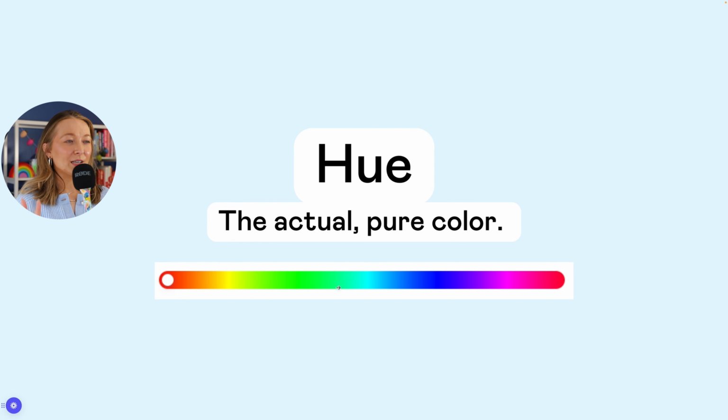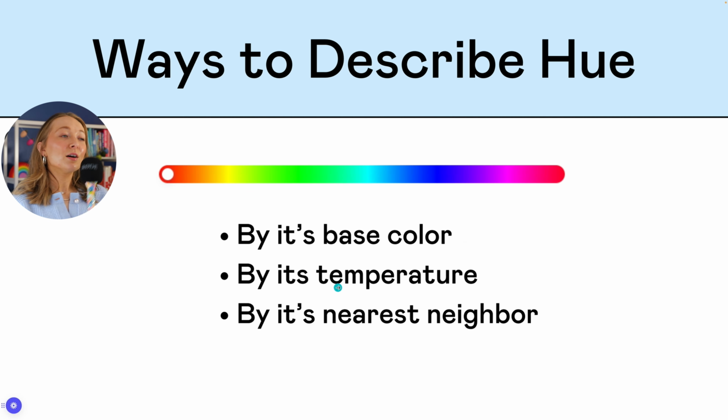I like to describe hue as sort of like the Roy G. Biv version. So like, how would you describe the color to a 5-year-old? That's what the hue is. Now you can describe hue generically, or you can specify it a little bit. Now you're not going to get too specific with a hue, but what I like to use to describe hue is the base color, meaning like red, orange, green, blue, or by its temperature. So pink. Pink can lean a little bit more towards purple being cool or more towards red being warm. So you could say a warm pink or a cool pink, or you can describe it by its nearest neighbor.